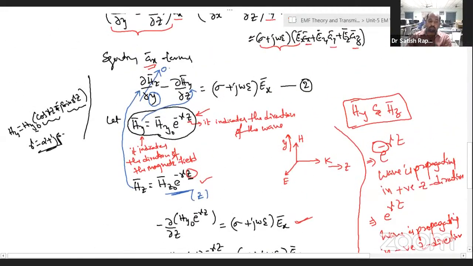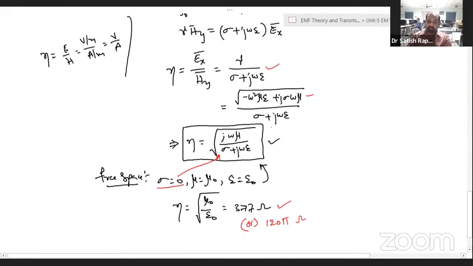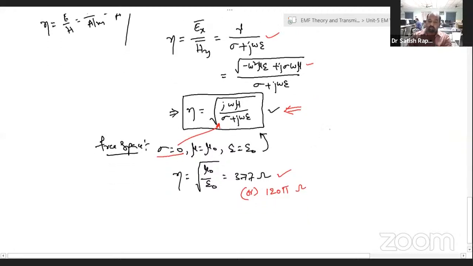And substituting this equation in equation 2 and differentiating with respect to y and with respect to z, and simplifying, you will get the intrinsic impedance. This is the final expression for intrinsic impedance: eta is equal to square root of j omega mu by sigma plus j omega epsilon, right? So for free space, as we know that sigma is equal to 0, eta is equal to 377 ohms.